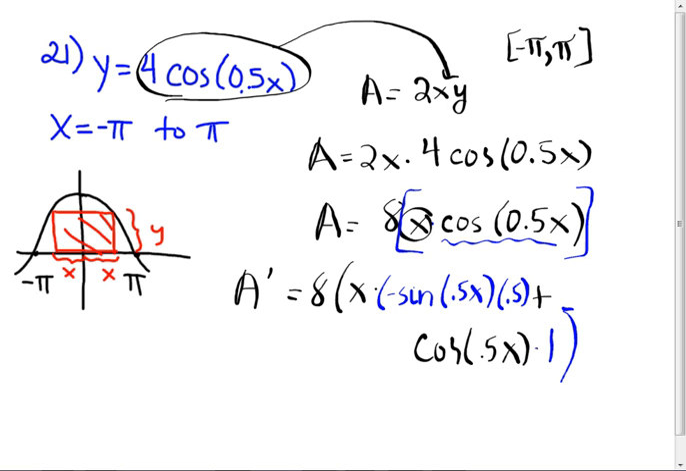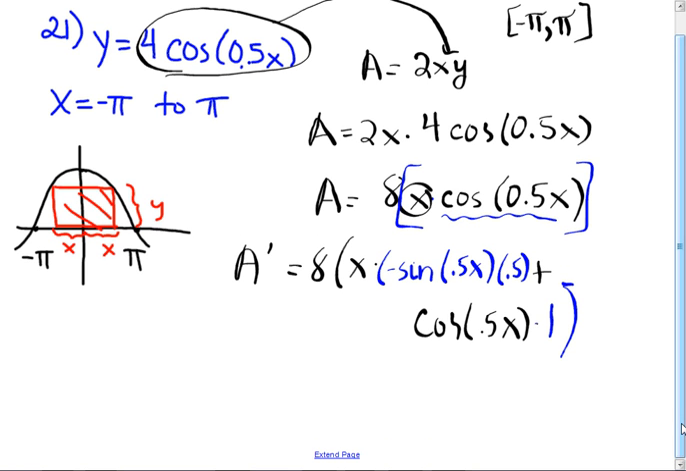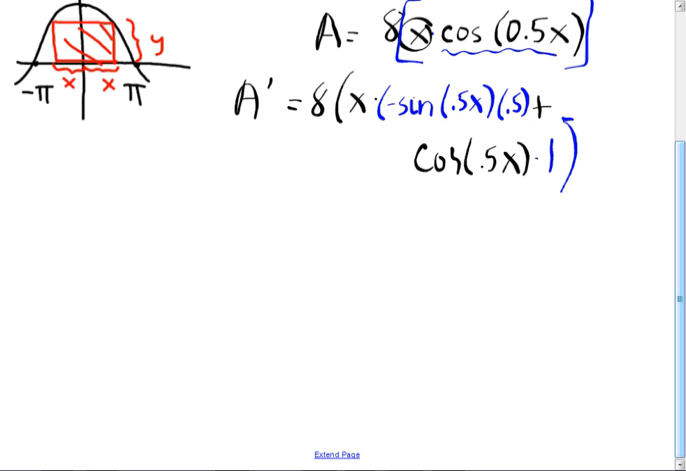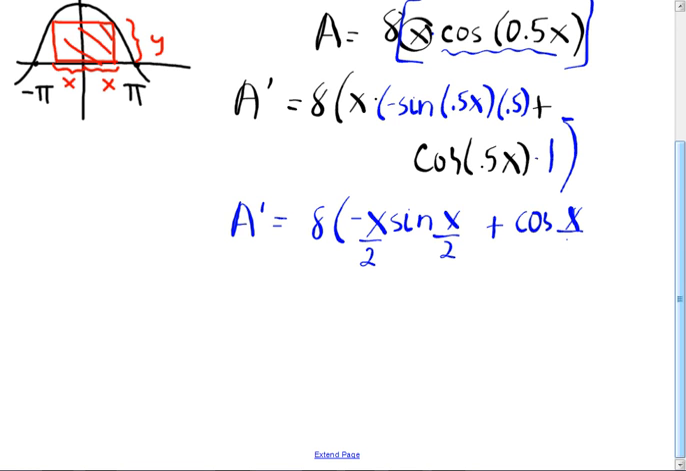You have to use the product rule. Can't take that x inside the cosine. Wish I could, because then life would be a lot easier. I have to use the product rule. I don't have a choice. 8's still there. I have an 8 here and an 8 there. It doesn't matter. I just don't want to bother with it. So A prime is equal to 8 and it's negative x sine of x over 2, maybe you like that better. I don't know. Oh, times a half. Plus the cosine of 1/2 x, or x over 2.